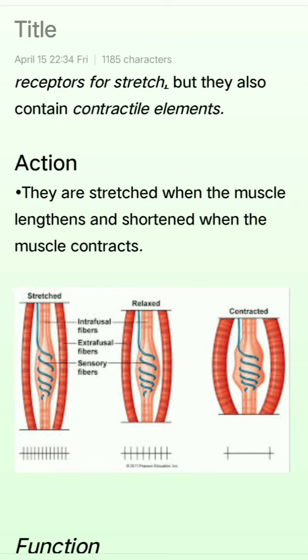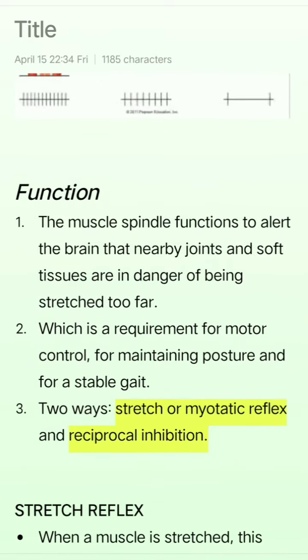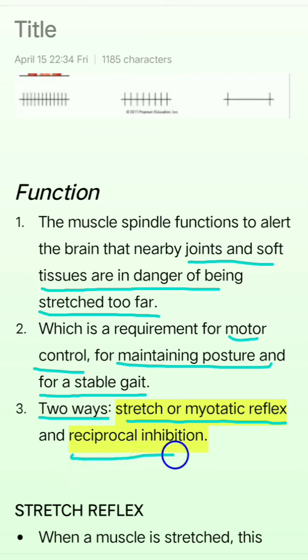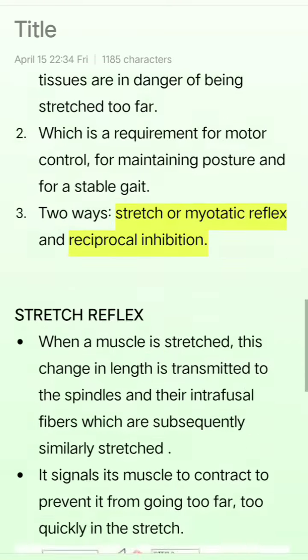So how will this help? The function of this muscle spindle is to alert the brain that nearby joints and soft tissues are in danger of being stretched too far. It is required for motor control, for maintaining posture as well as for stable gait. It can do this through two ways: stretch or myotatic reflex, or reciprocal inhibition. We will first look at the stretch reflex.